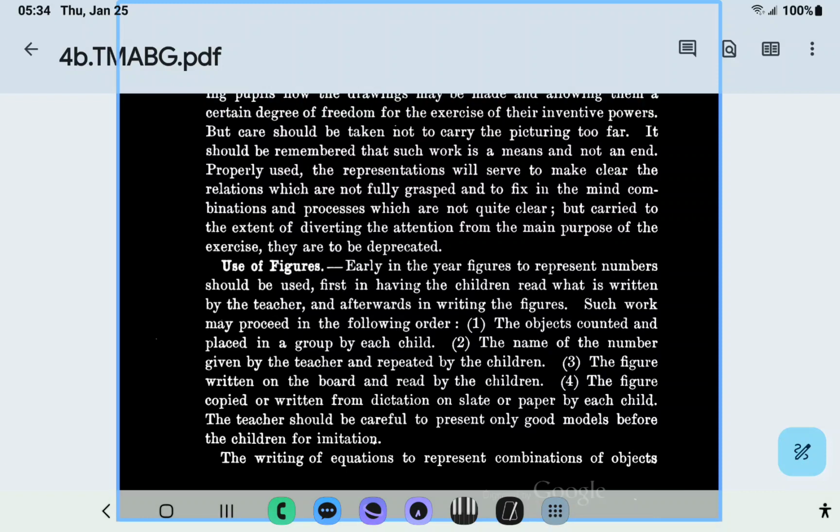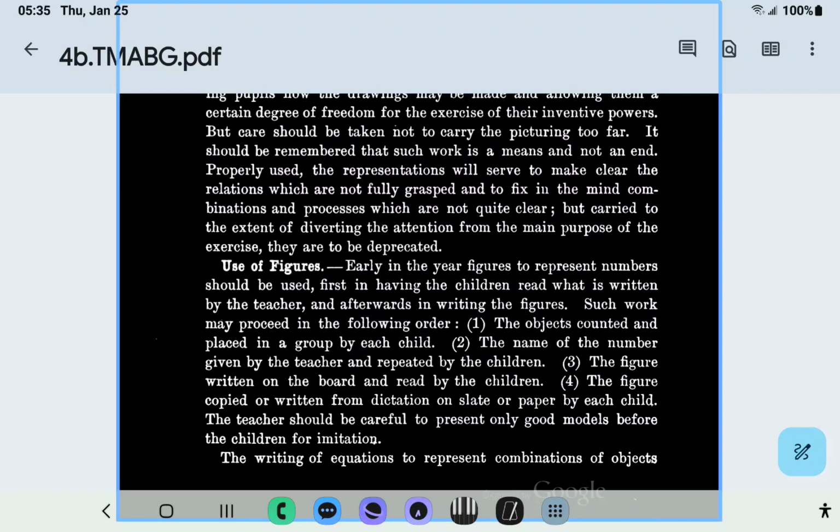Properly used, the representations will serve to make clear the relations which are not fully grasped and to fix in the mind combinations and processes which are not quite clear. But carried to the extent of diverting the attention from the main purpose of the exercise, they are to be deprecated.